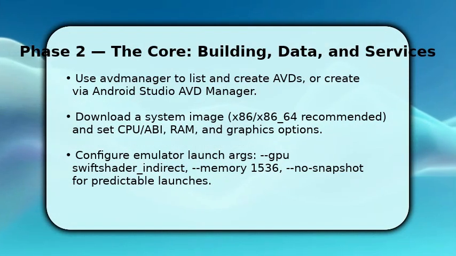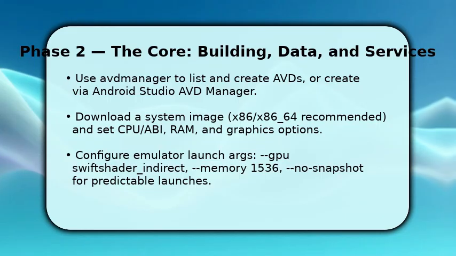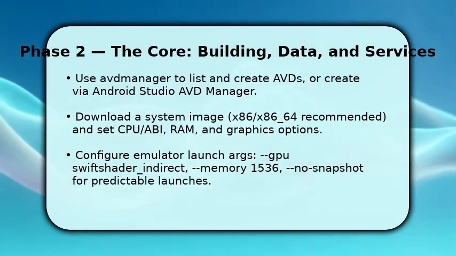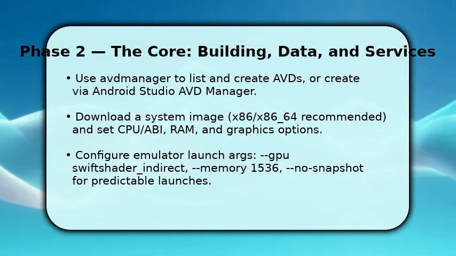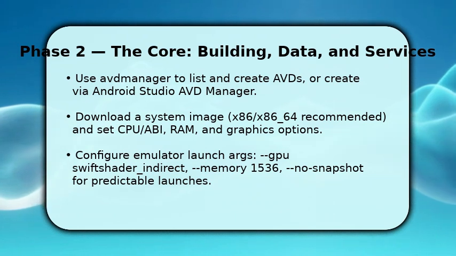Once the SDK and tools are ready, use AVDManager list to view devices, then create an AVD with a matching system image. You can also open Android Studio AVD Manager for a GUI. Choose an x86 or x86-64 image for best speed and set RAM to about 1,536 MB unless you need more. Make sure graphics uses hardware if supported.